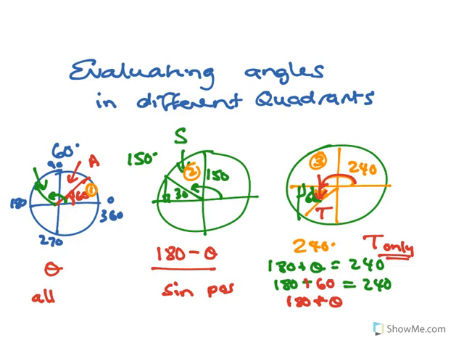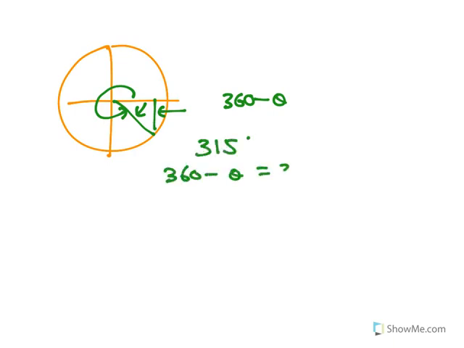If you went to the fourth quadrant, you'd be turning like this, around to here. That angle there would be 360 minus theta. So the acute angle is just there. So if you had, say, 315, you go 360 minus what gives you 315, the theta would be 45. That would be your acute angle in that quadrant. And the only one that is positive there is cos.